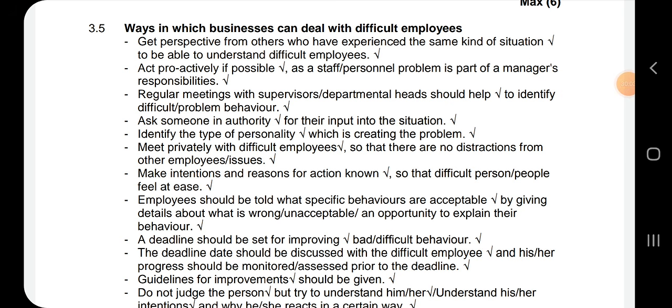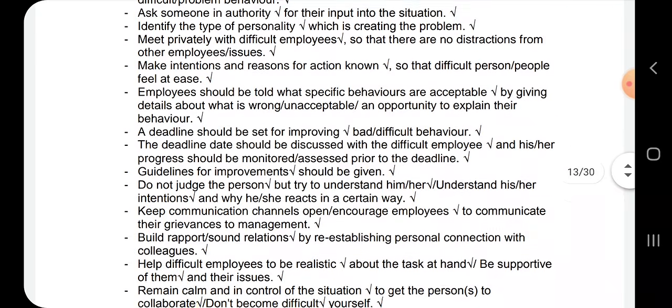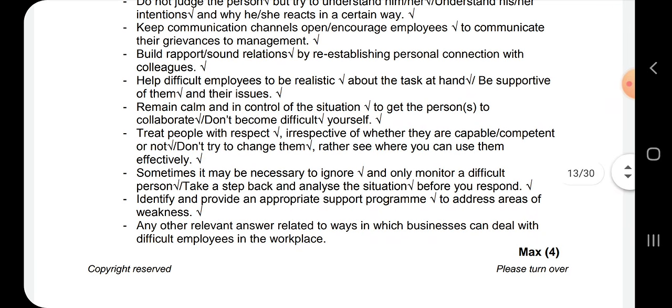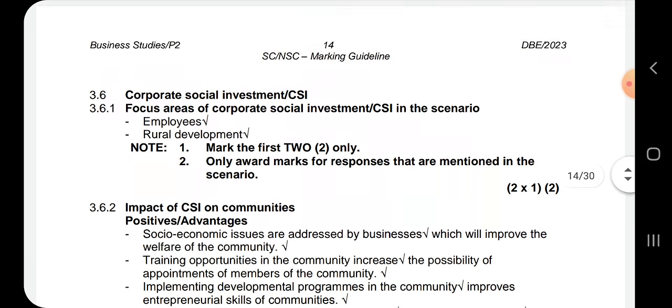Is to get perspective from others who have experienced the same kind of situation, to be able to understand difficult employees. Act proactively if possible, as staff personnel problem is part of a manager's responsibility. So how would you deal with a difficult employee if you were the manager? That's how you will answer this question.